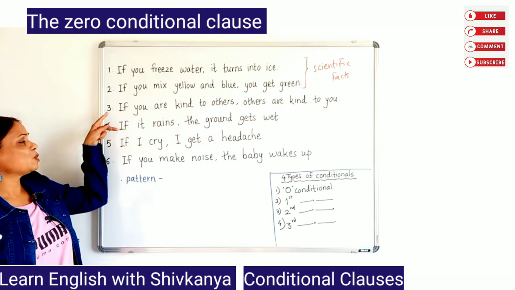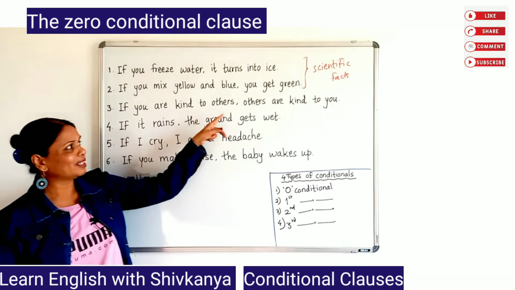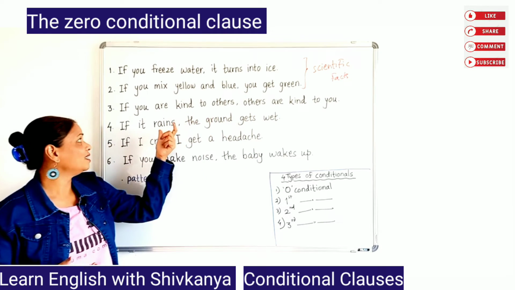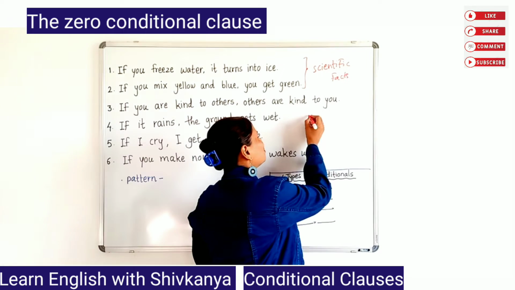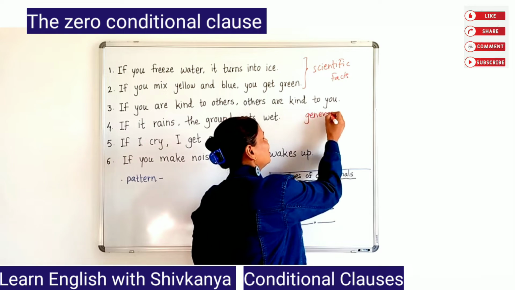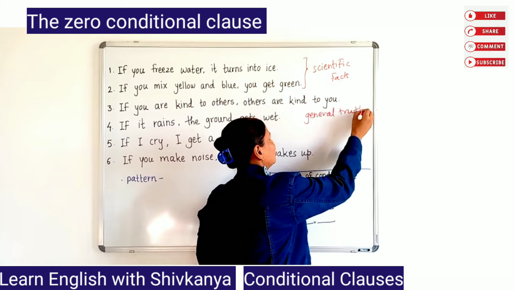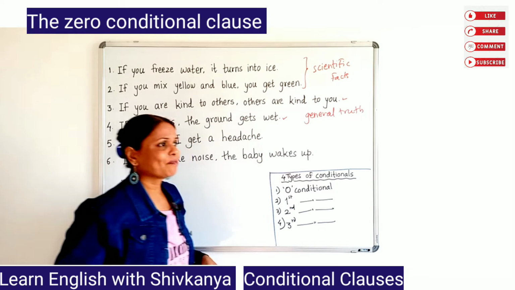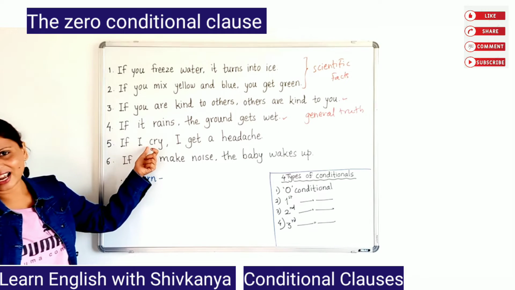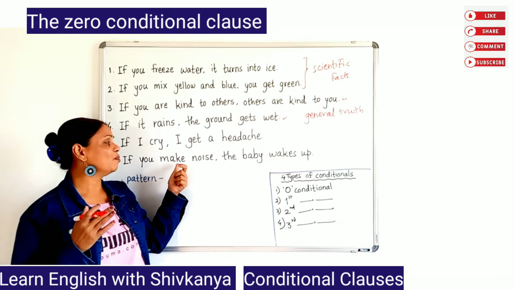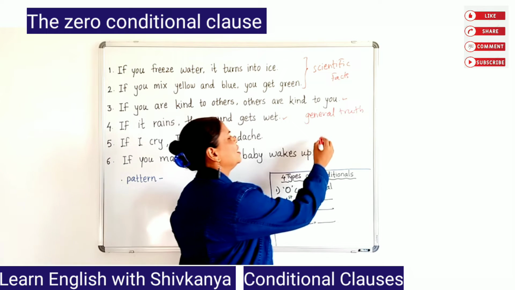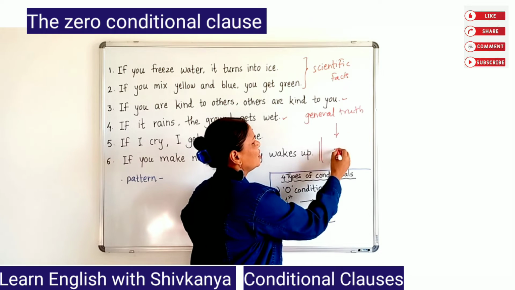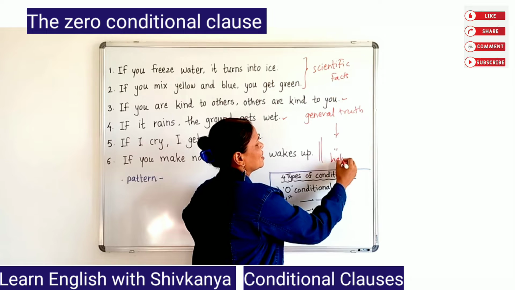If you look at the next 2 sentences, if you are kind to others, others are kind to you, and if it rains, the ground gets wet. These are general truth. If you go ahead, if I cry, I get a headache, and if you make noise, the baby wakes up. These are habits, or you can say these are general truth, habits.